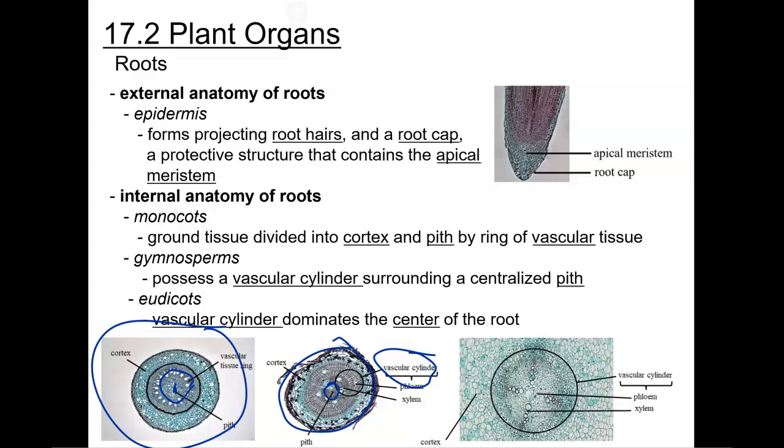And with the last one, that's going to be your eudicot. It's going to have its vascular cylinder, which is going to go around this central portion. This one is actually shaped like a wheel. It's going to show you your phloem and your xylem that's going to be there.